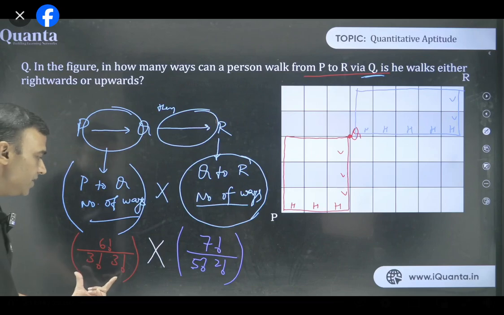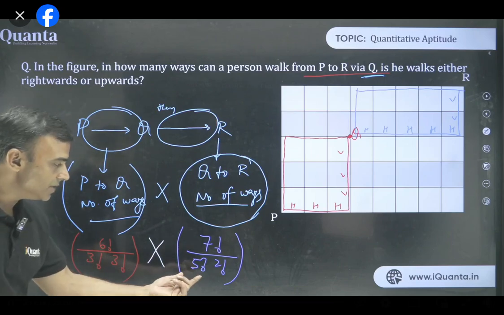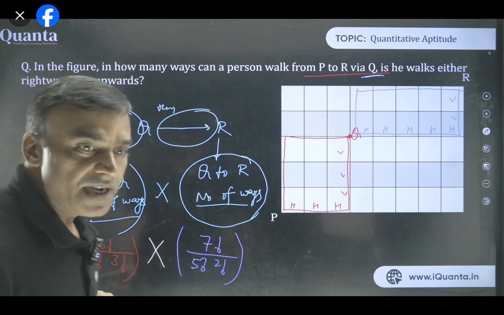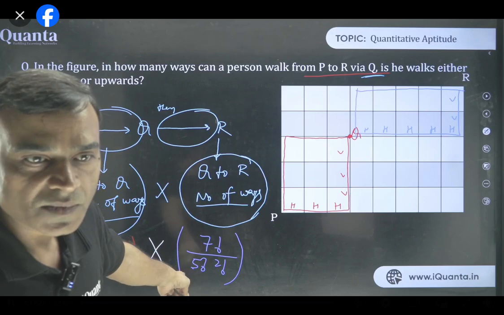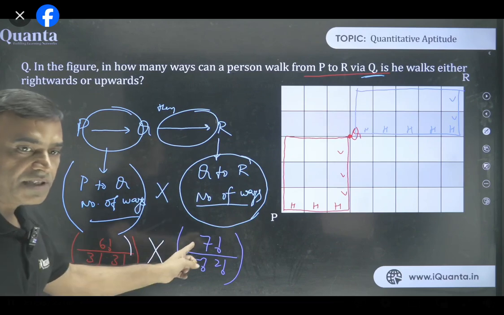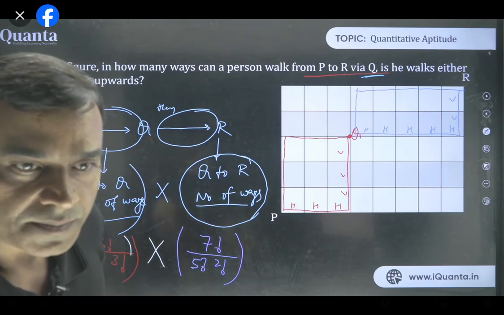Gunjan, you need to calculate this one. 6C3 that is 20 and 7C2 that is 21. 20 into 21 तो 420 आना चाहिए बेटा. Gunjan, I just explained. Just calculate this value. 6 factorial by 3 factorial, 3 factorial, that is 20. This one is 21. So 20 into 21, 420.